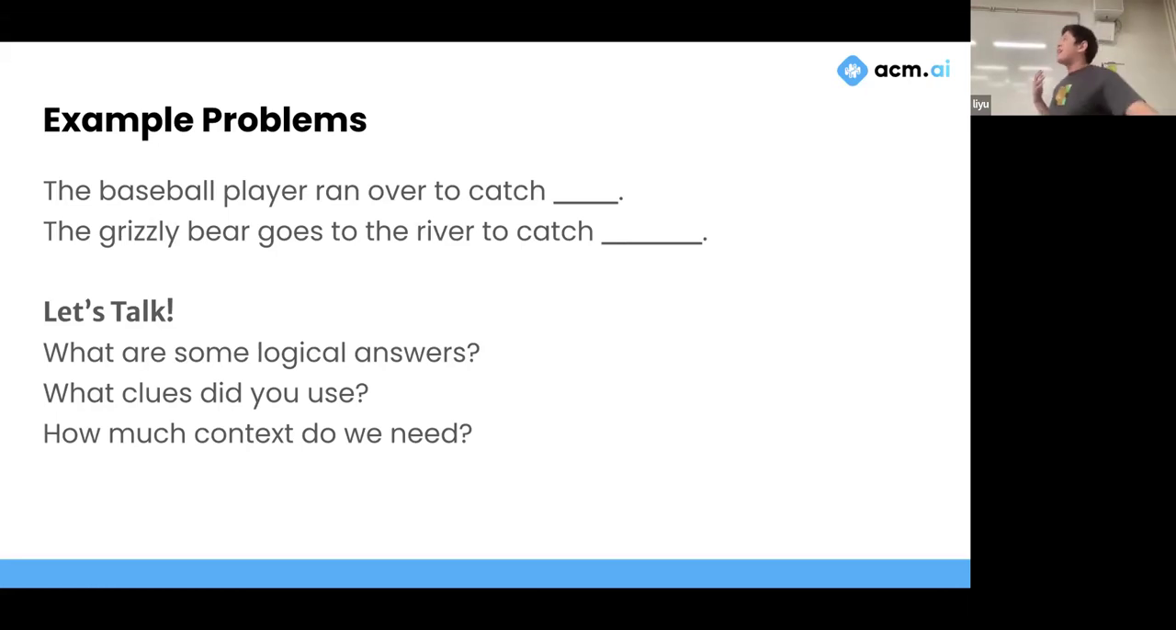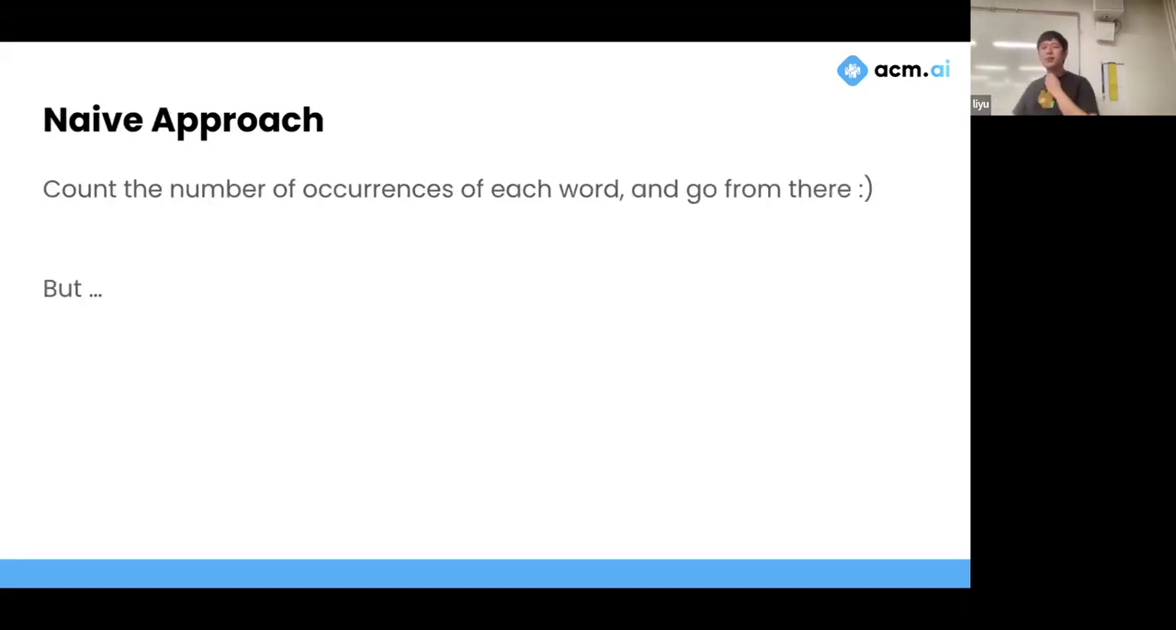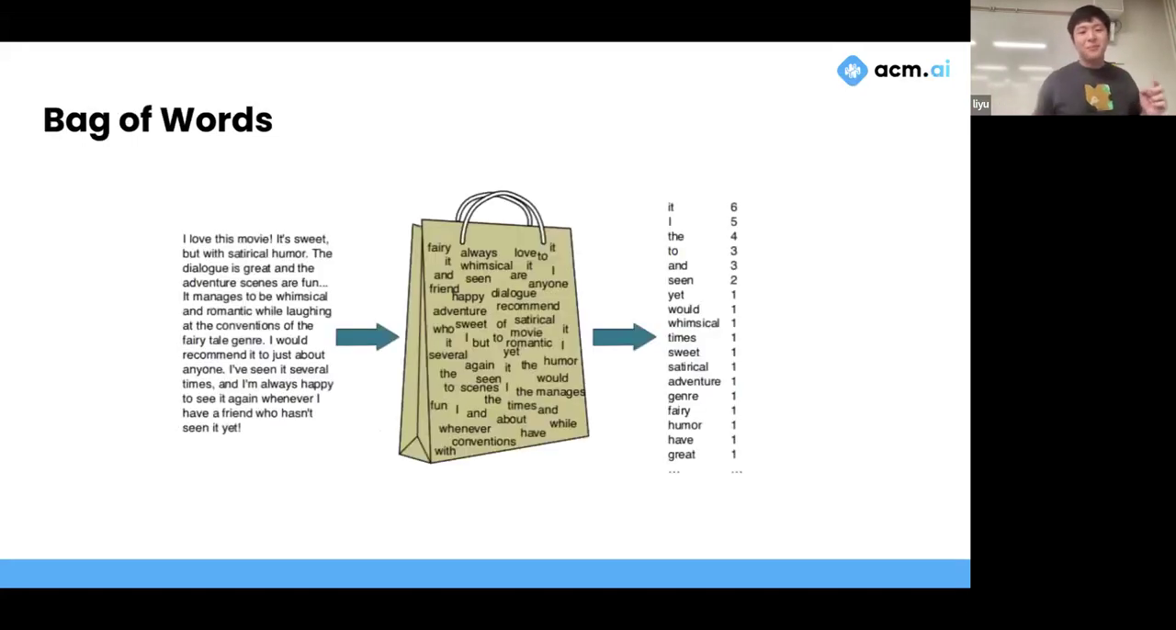So our goal is to see whether we can let a machine learning model learn these things. The naive approach is, what if we just count the number of occurrences of each word, and we have a distribution of here are the words that exist and here are their frequencies, and we just go from there. This approach is actually called bag of words. It's one of the earliest ways that people tried to encode natural language into a mathematical representation.